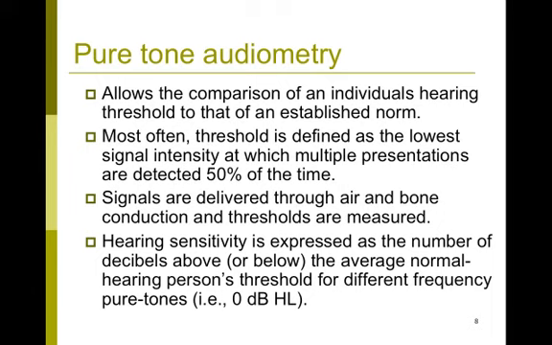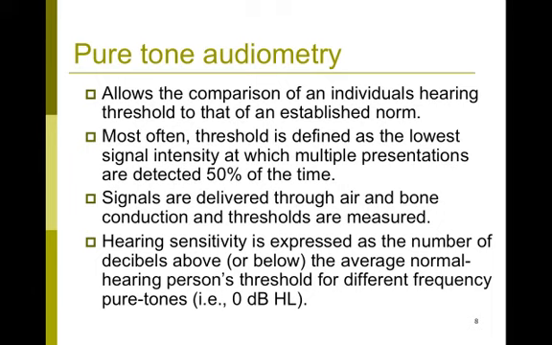In pure tone audiometry, essentially we compare an individual's hearing threshold to that of established norms. And what we consider threshold is the lowest signal intensity where a person identifies the signal 50% of the time for multiple presentations. The signals that we use to assess the threshold can be presented either through air conduction or bone conduction means, something that we're going to be talking about just a little bit.